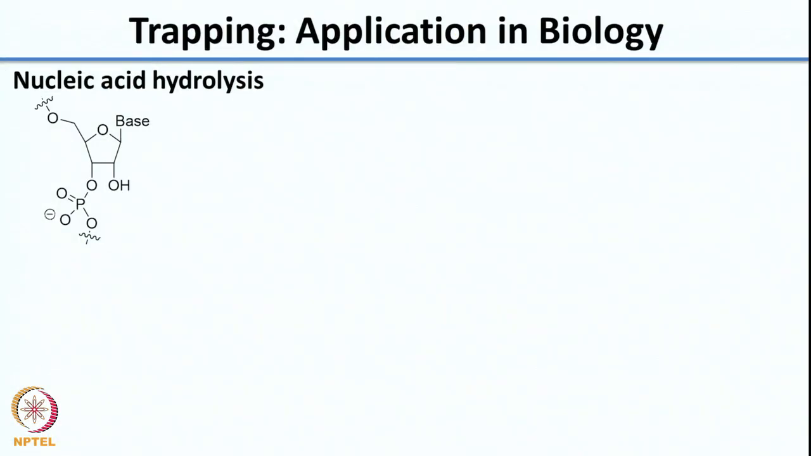Now we will look at application in biology. So as usual, we were looking at how one can use these simple principles from experiments to even understand biology. So let us see how we can use this concept of trapping in biology. So shown here is the structure of a polynucleic acid. So it's a repeating unit, and this is a polymer. I have just shown you one monomeric unit of the polymer.